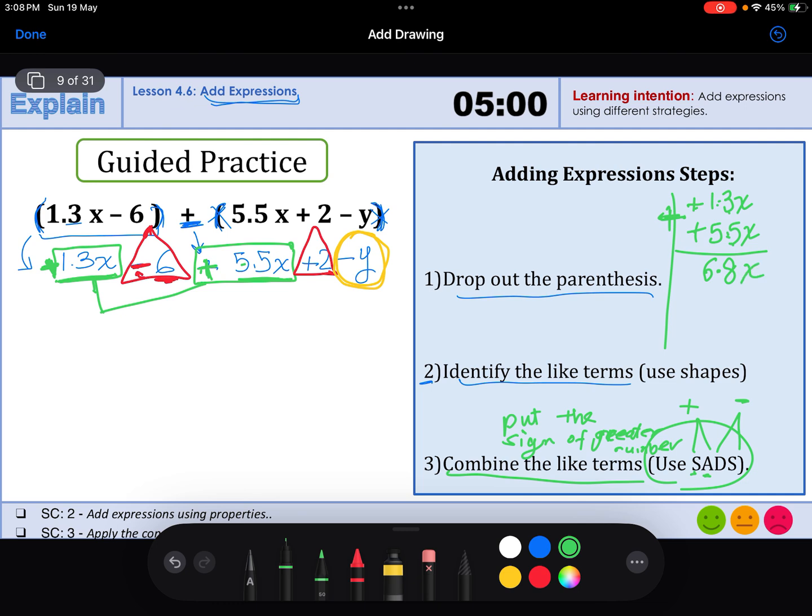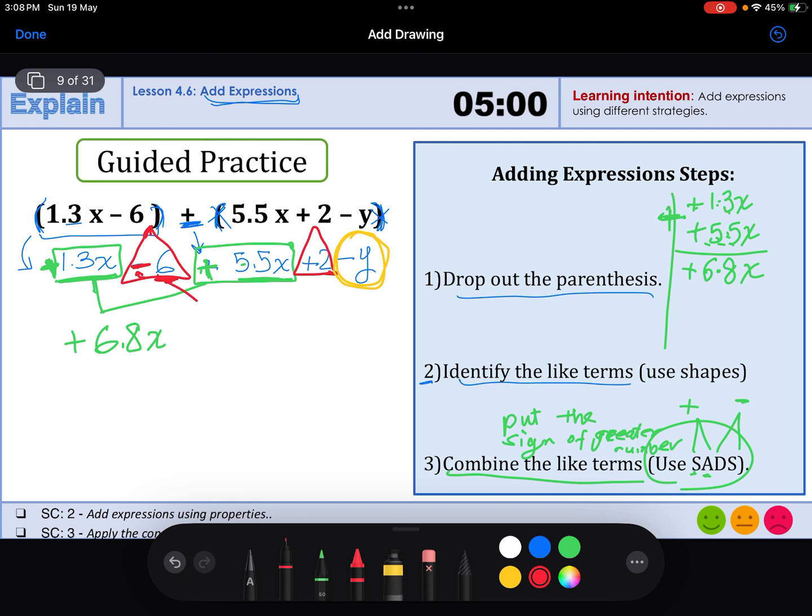Now, the last step is to ask yourself, is it going to be a positive answer or a negative answer? Remember, you always put the sign of the greater number. In this case, the greater number is 5.5. So I will put a positive sign, but it doesn't matter because both of them are positive. So the answer of combining these two triangular like terms are basically positive 6.8x.